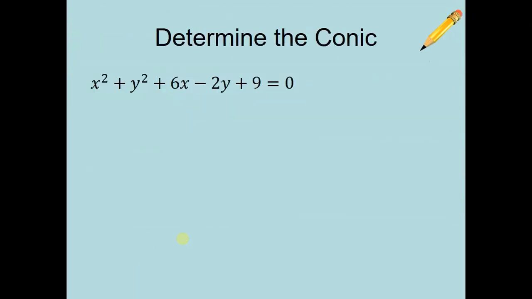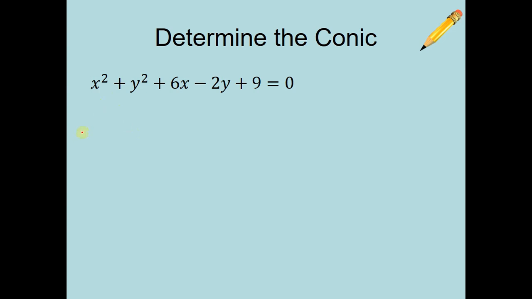So, I have this equation here: x squared plus y squared plus 6x minus 2y plus 9 equals 0. The first thing I notice is that I have an x squared and a y squared. That tells me this is a circle. So that tells me this equation is going to have to look something like x squared plus y squared equals a number. So, first step of our completing the square.